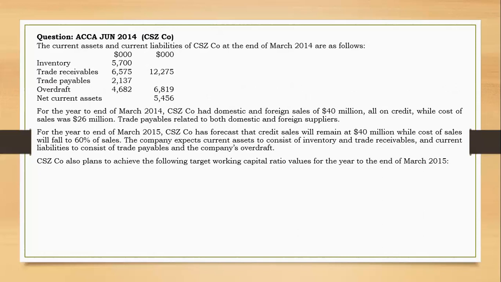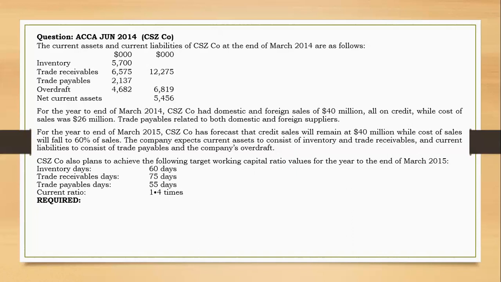Then, CSZ Company also plans, so you have information for 2014 above here, but also information for 2015. So you have to be careful about that, right? CSZ Company also plans to achieve the following target working capital ratio values for the year to the end of March 2015. So other information for 2015: inventory days, 60 days, trade receivable days, 75, and trade payable days, 55 days. Then you're given the current ratio is 1.4 times.